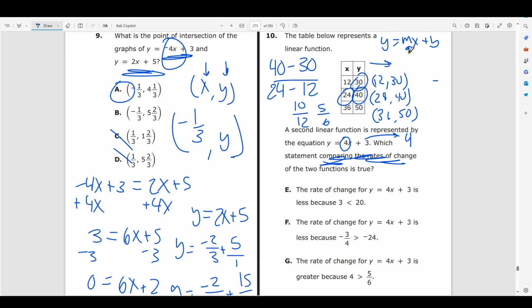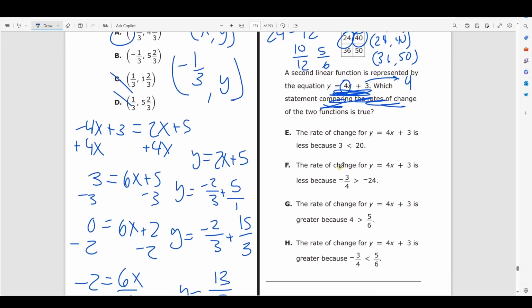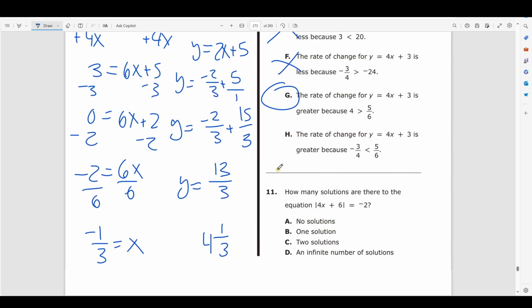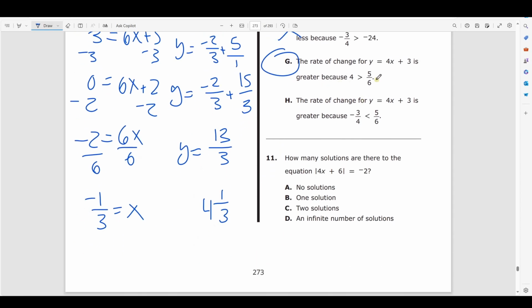So we know that the slope of this line is 5 over 6. So y equals 4x plus 3, the rate of change for that, or the slope for that, has to be greater than the slope for this, simply because it's a bigger number. So the rate of change can't be less, so E and F are out of the picture. The rate of change is greater, so F, G, and H are our candidates. And now it says the rate of change is greater because 4 is greater than 5/6. This is true. Right, that was our slope, and that was 5 over 6.